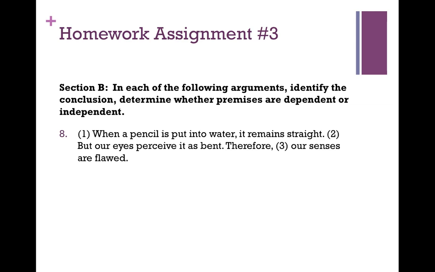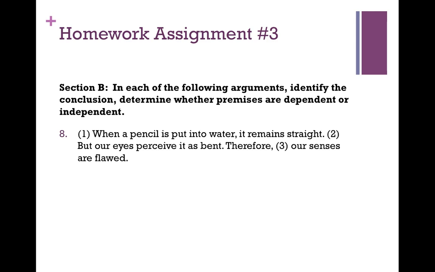When a pencil is put in water, it remains straight. Therefore, our senses are flawed. That just seems like a complete jump in logic. How do you move from talking about the fact that the pencil remains straight to our senses are flawed? You have to insert some additional information in order to get 1 to offer any kind of support for 3. And that additional information is going to be, our eyes perceive it as bent.